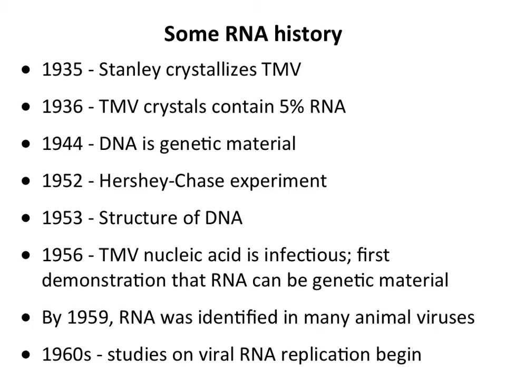1956, tobacco mosaic virus nucleic acid, the RNA, was shown to be infectious. So that's the first time RNA was shown to be a genetic material. By 1959, RNA was found in many animal viruses. So this is a plant virus, and people said, so what? It's a plant virus. The real viruses, what about them? So they joined the group. And finally, in the 1960s, people really began studying viral RNA replication. And that's what we're going to talk about today.